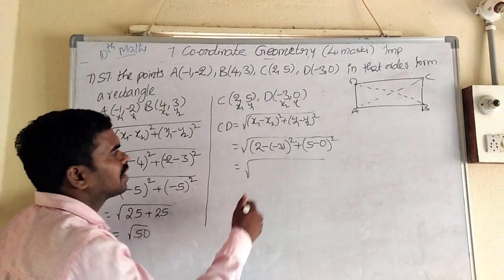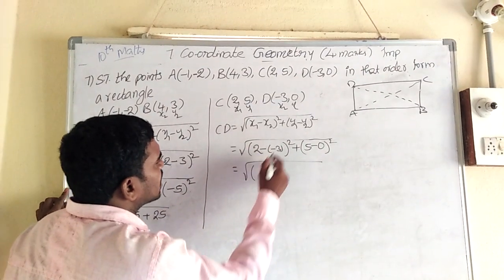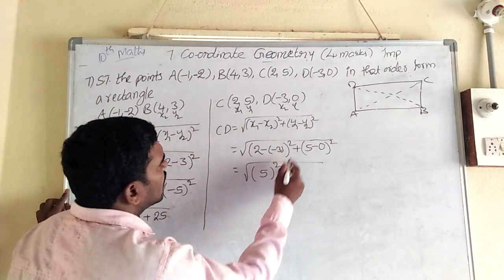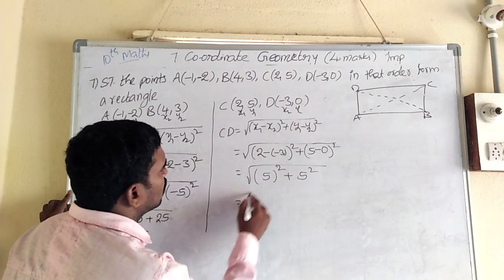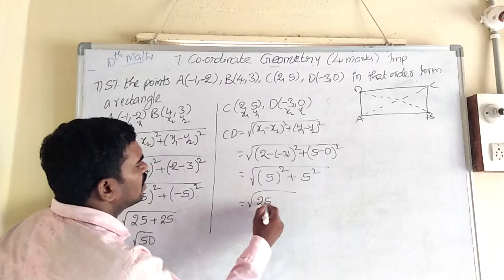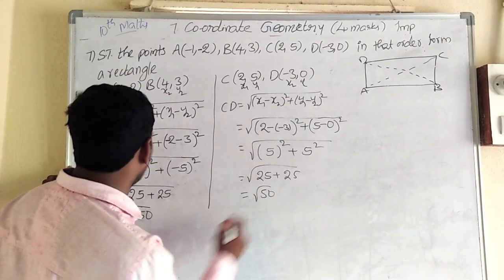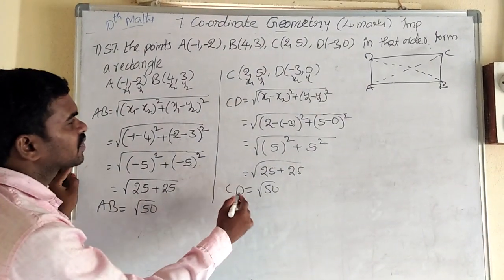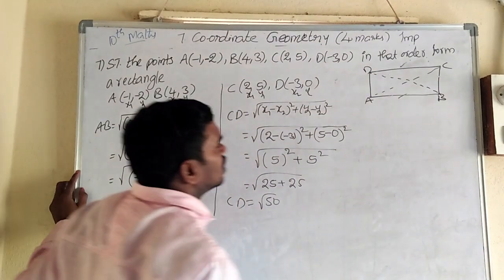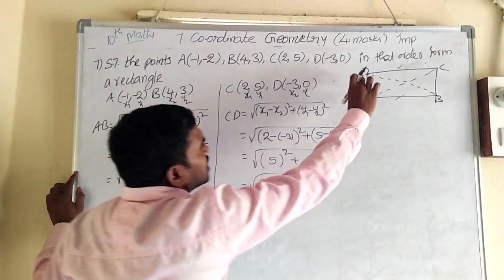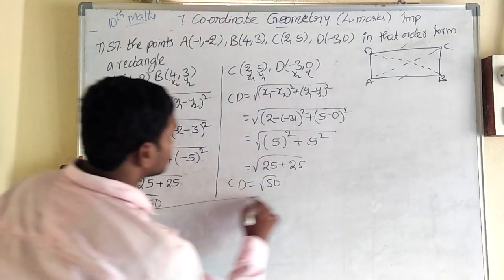Okay, now come to here. Bracket minus 2 plus 3 is 5, whole square, plus 5 minus 0 is 5, whole square. 5 square value 25 plus 5 square value 25. So what we are getting? Root 50. Are both the same? AB equal to CD. So we got AB equal to CD. Next, check AD and BC.